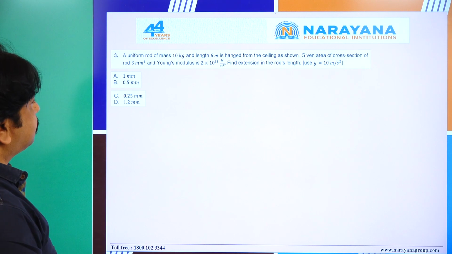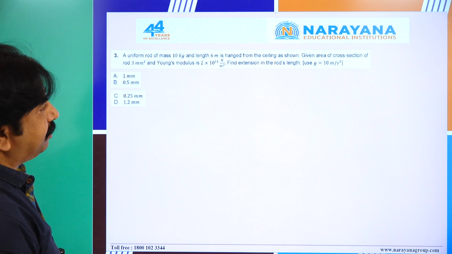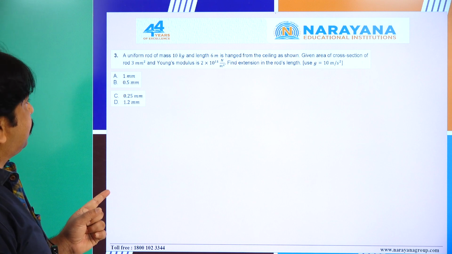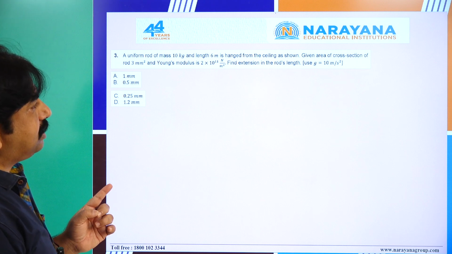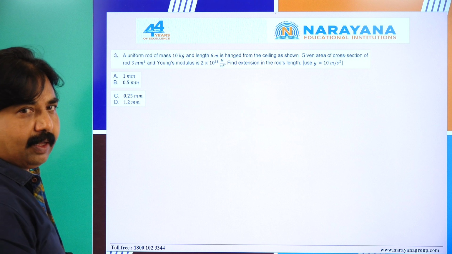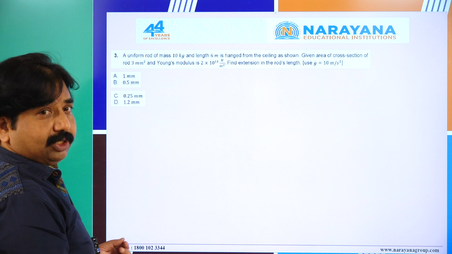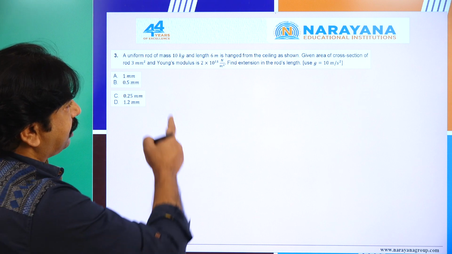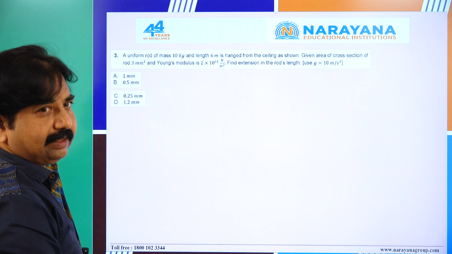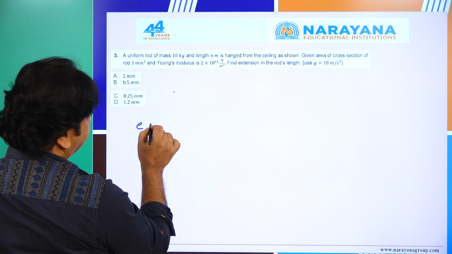A uniform rod of mass 10 kg and length 6 meters is hanged from the ceiling as shown. Actually, we missed the diagram also. Given the area of cross section of the rod is 3 mm square and Young's modulus is given, find the extension in the rod's length. They are asking. Now, this is purely from the elasticity chapter, that too Young's modulus. So already we know, here they are asking to find the extension in the rod's length. The direct formula we have, extension e is equal to FL by AY.